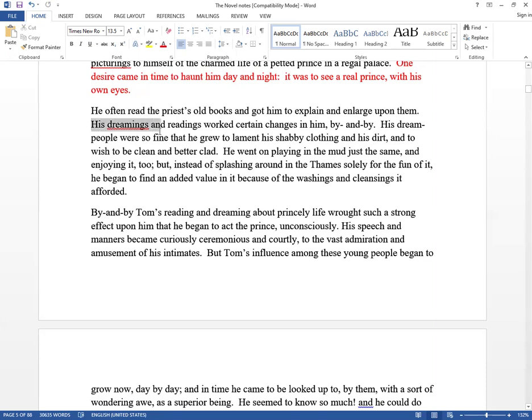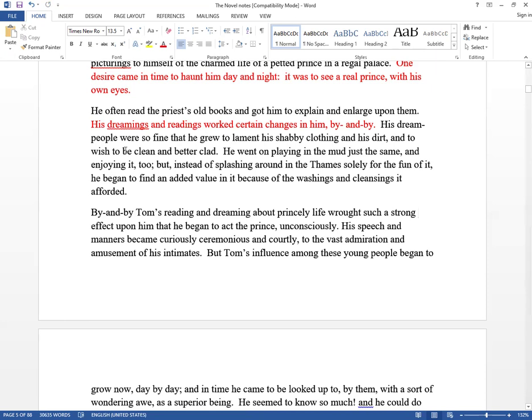His dreamings and readings work certain changes on him by and by. This is Tom's change, transformation. I told you, Tom's transformation from a beggar boy into a somewhat educated boy. Note it down, Tom's change. What brings about that change? Dreamings, which means thinking, and readings. Tom's reading and thinking makes him a different person gradually. By and by means gradually.